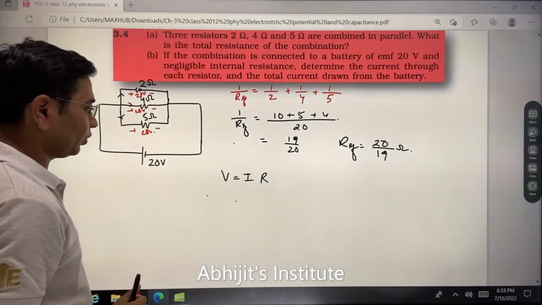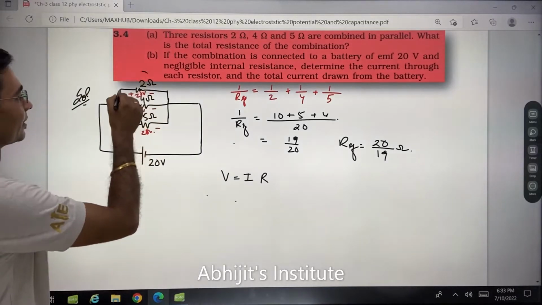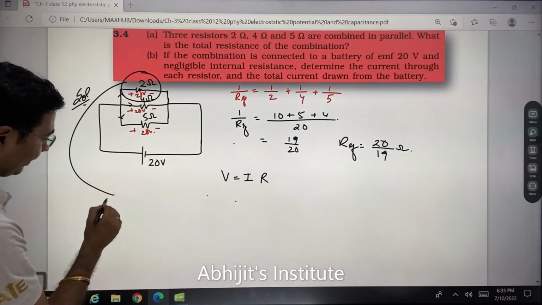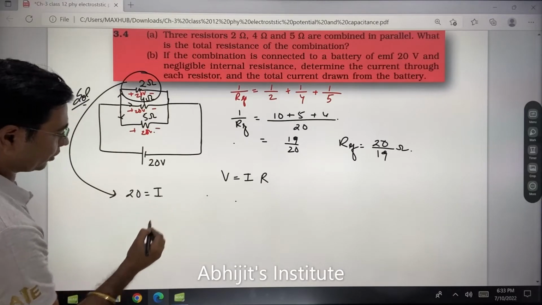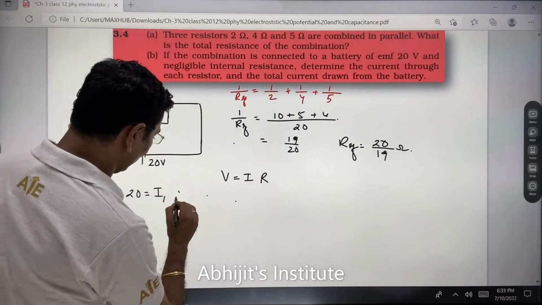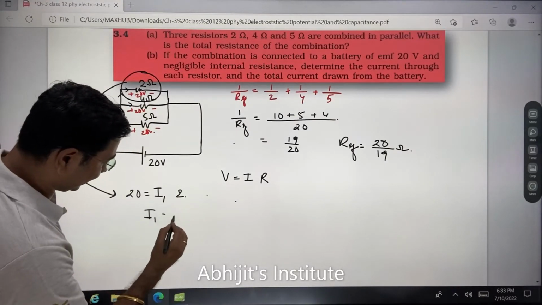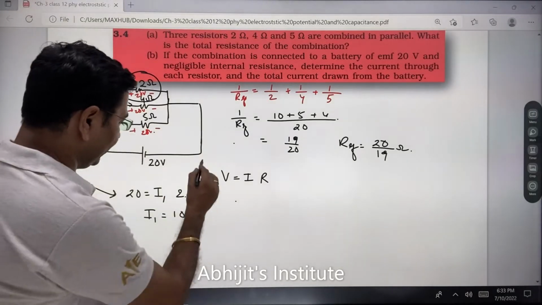In the first case, if I consider this one, the voltage there is equal to 20, the current I don't know, let us call this I1. Resistance I know, and that is 2, and therefore here is my first current, which is equal to 20 divided by 2, that is 10 ampere. Now go to the second one.